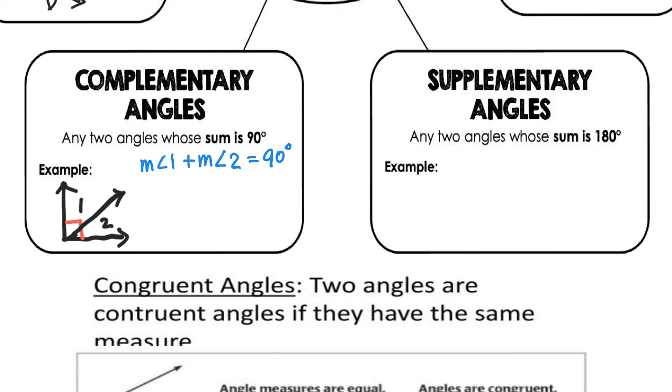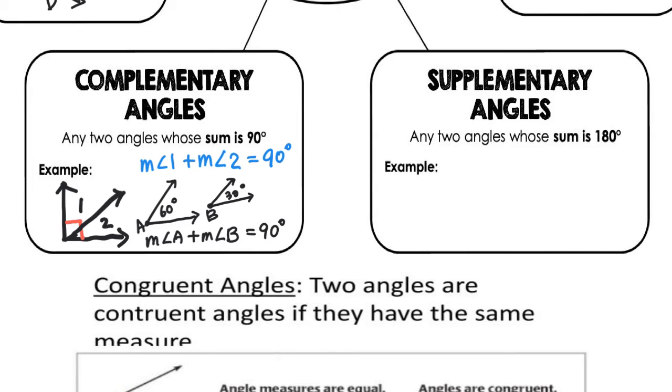What if you have non-adjacent angles? Let's say this angle is 60 degrees, and that's angle A. And then here, another angle that's 30 degrees, and that's named B. So measure of angle A plus measure of angle B equals 90 degrees. Are they complementary angles? Yes, they are, even though they are not adjacent angles.